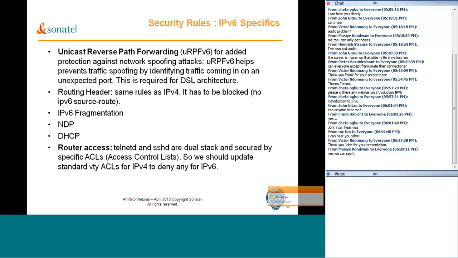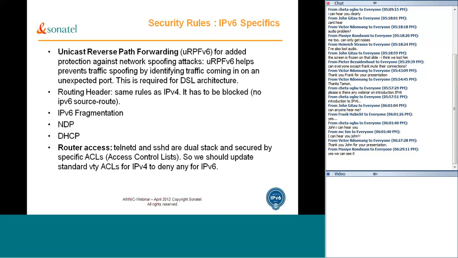This RPF basics help to prevent traffic spoofing by identifying traffic coming in on an unexpected port. This is required, for example, for DSL architecture.